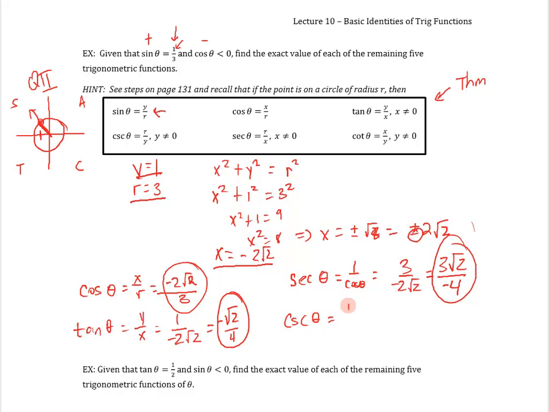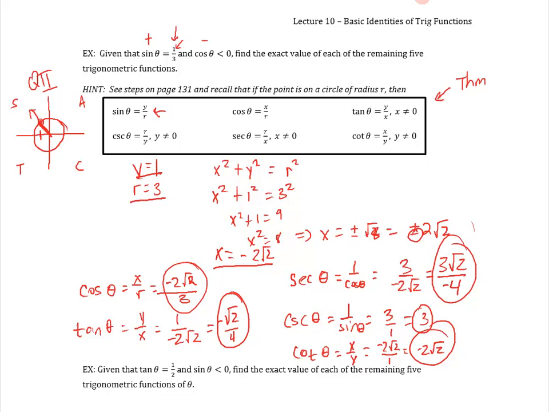Cosecant of theta is 1 over sine. Sine was 1/3, so we get 3 over 1, which is 3. And then cotangent of theta, we could do 1 over tangent, but I think the easiest way is to do x over y. X over y is negative 2 square roots of 2 over 1, or negative 2 square roots of 2. And we now have all 5 trig function values, knowing only one value and the sign of another.